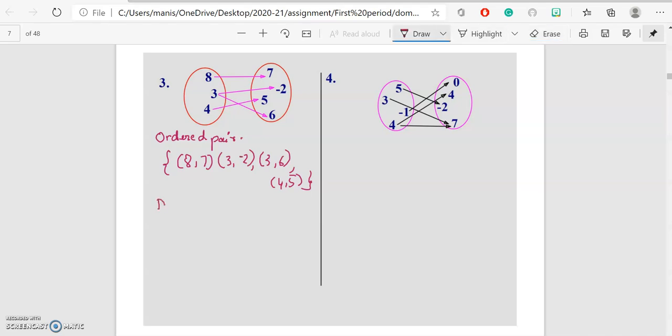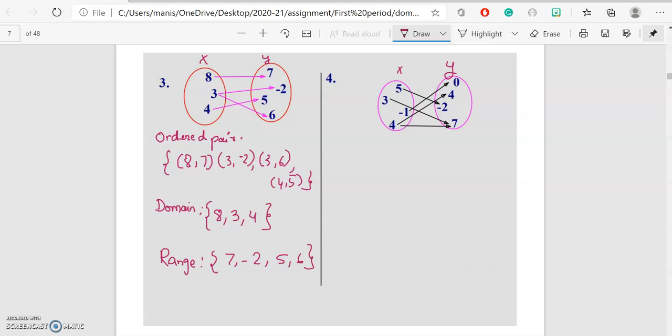Now what is my domain? Domain is my x values. So this is my x values over here, this is my y values, x values and y values. So let's look for domain. Domain is 8, 3 and 4. What is my range? Range are all the y values. So 7, -2, 5 and 6. That's your range.